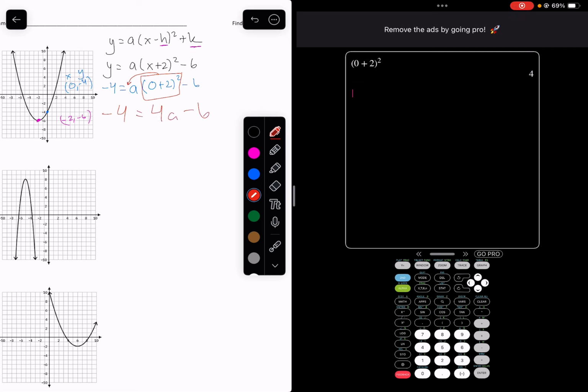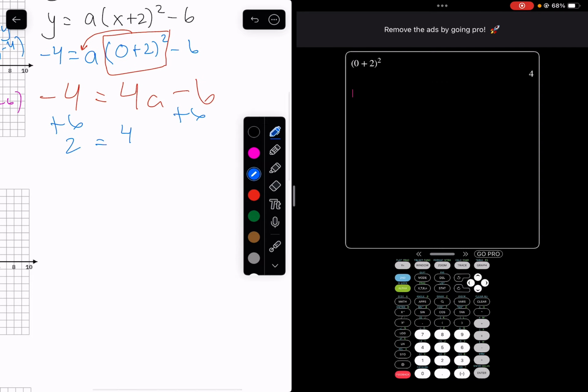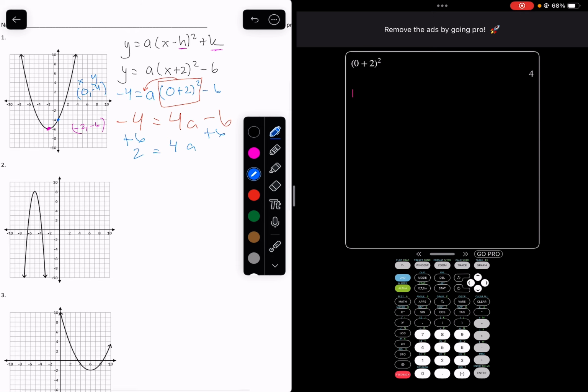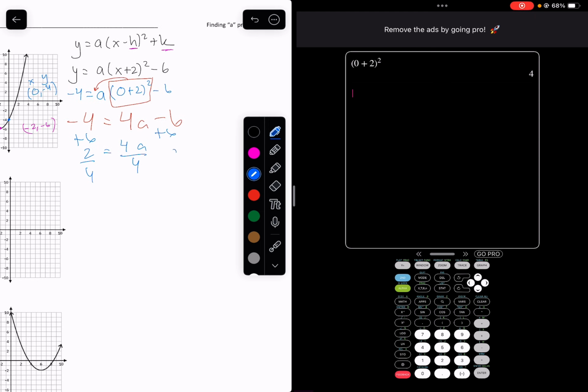Now it's just solving a simple equation. We're going to add 6 to both sides, and I get 2 equals 4a. Then we can go ahead and finish solving for a. We divide by 4, and we get that our a value is 2 over 4, which simplifies to 1/2.